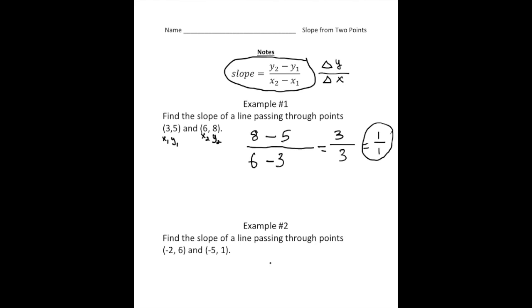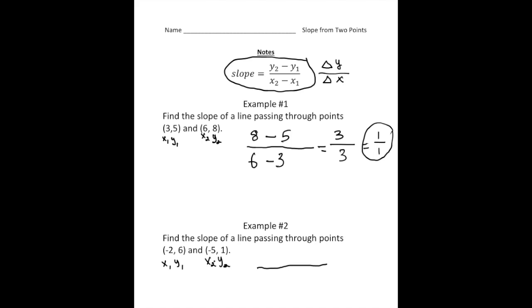Let's try this one here. Here we have a line going through points (-2, 6) and (-5, 1). Again, we're going to call this -2 our x1 and the 6 the y1. And -5 is going to be our x2, and the 1 is going to be our y2. Now here's the deal. These can interchange. If I wanted to, I could have -5 be x1 and 1 be y1, then have this be x2 and y2.